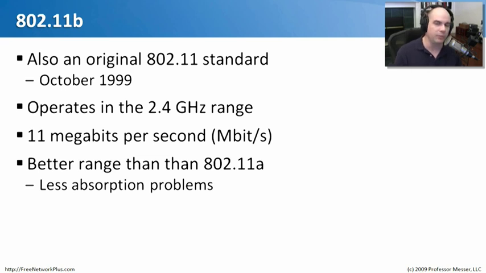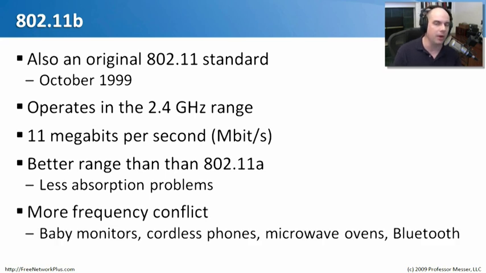Because it was running at 2.4 gigahertz, we didn't have to worry so much about absorption. So we got longer range than an 802.11a link. The problem, though, is there are a lot of devices running at 2.4 gigahertz. There's baby monitors, there's cordless phones, there's microwave ovens, Bluetooth devices use this 2.4 gigahertz range. And so today, even if you are on some networks that are just 802.11b, someone will start popping some popcorn in the microwave and suddenly you can't communicate for 4 minutes at a time because it conflicts with those frequencies that you would normally see on the 802.11b networks.